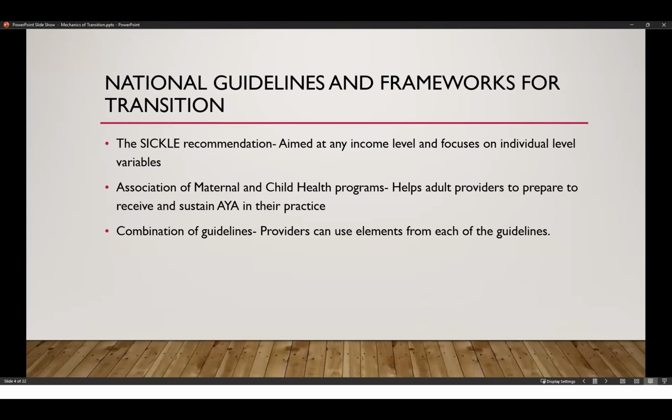And so in terms of transition, how do we do this? There are national guidelines and frameworks that help guide how we transition patients to the adult world. And again, because of all these things that we've mentioned, we have to do this in a process that will help do it successfully. So I'll talk about three guidelines that are in place. We have the Sickle recommendation, the one from the Association of Maternal and Child Health Programs, and then a combination of these two. We'll talk about each one of these separately. So next slide.